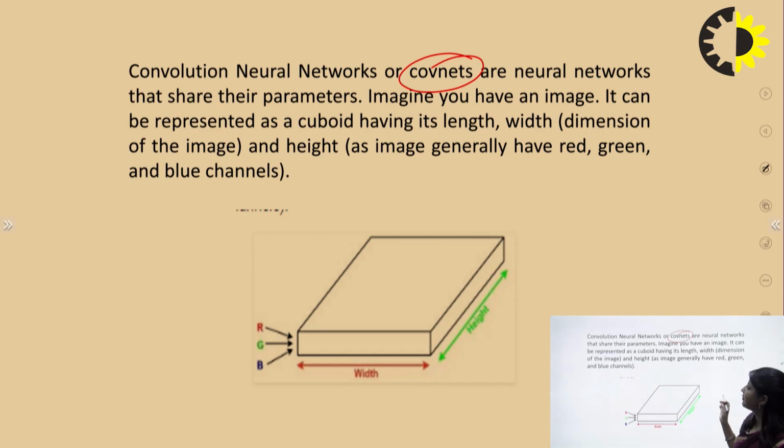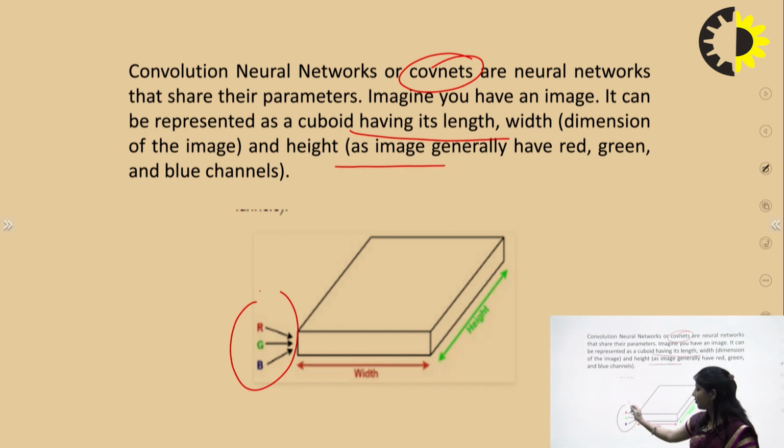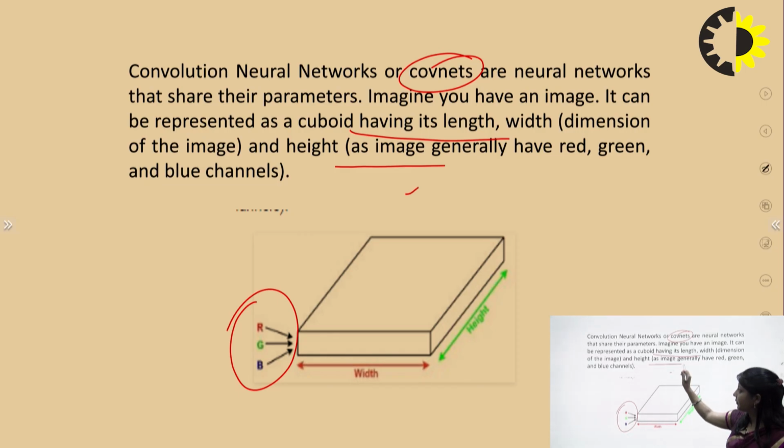ConvNets are neural networks that share their parameters. They have a layered architecture, and the output of the previous layer is the input for the next layer. For example, if we have a cuboid with length, width and height of the image, and it is a colored image, then we have three channels: this cuboid is for the red channel, the green channel, and the blue channel.